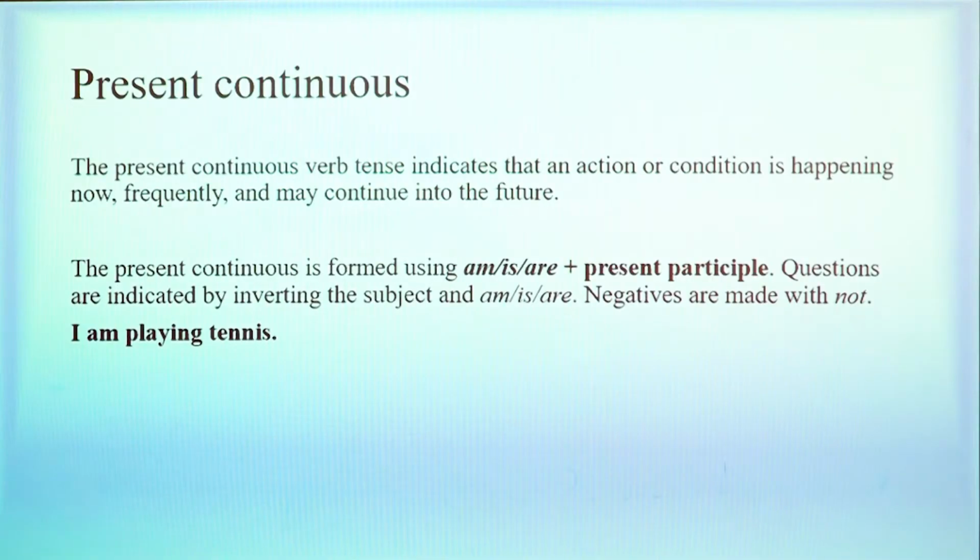The present continuous verb tense indicates that an action or condition is happening now, frequently, and may continue into the future. The present continuous is formed using am, is, are plus present participle. Questions are indicated by inverting the subject and am, is, are. Negatives are made with not. For example, I am playing tennis. If we want to make a negative statement, then we have to add the ending, the negative.